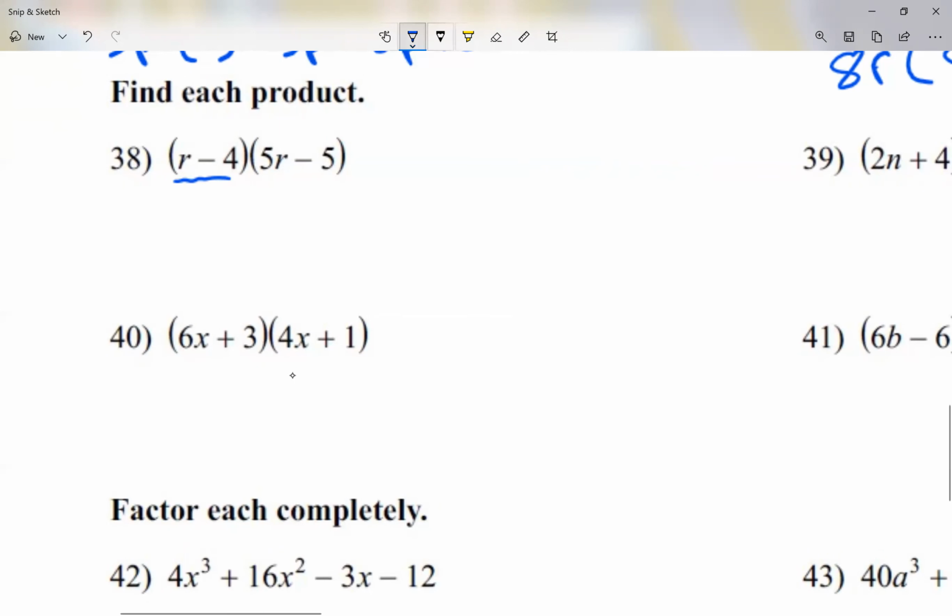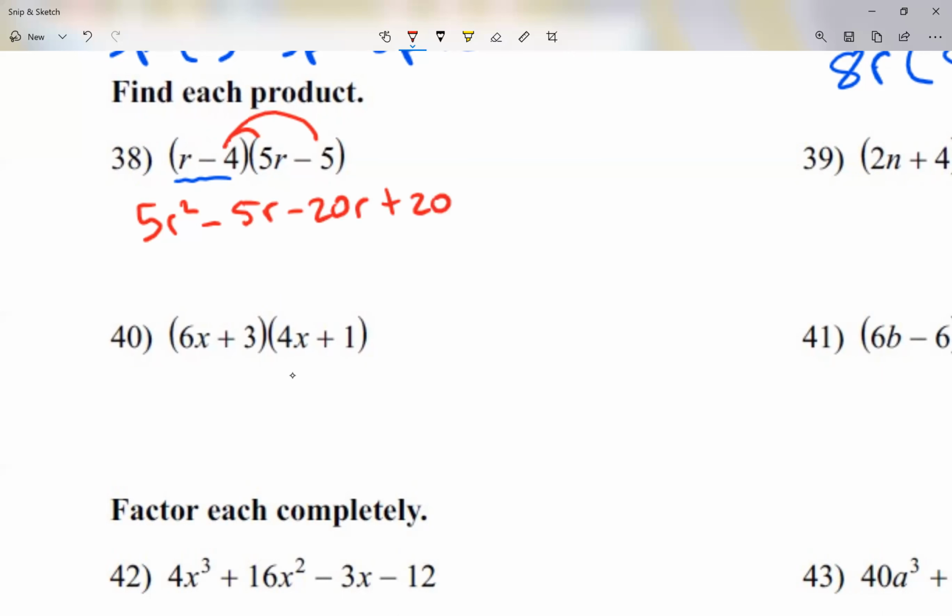So what I'm going to do, let me go in red how we will write this. Let me distribute the R first. So I'm going to distribute the R to everything on the second parentheses. R times 5R means 5R to the second. Notice for the R's, I added my exponents. And then R times a negative 5 gives me a negative 5R, right? A number times a letter, we just write both of them. And then let me distribute the negative 4. Negative 4 times 5R is negative 20R. Negative 4 times the negative 5 gives me a positive 20.